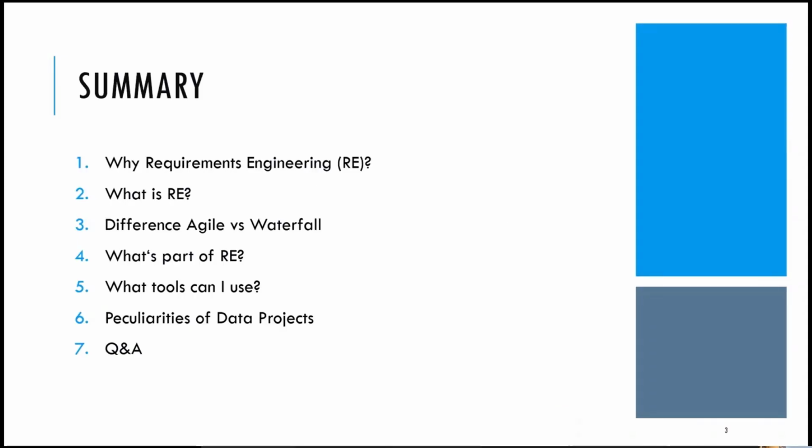Here is a quick overview of the topics we will talk about in the next hour. We will talk about why we use requirements engineering and what exactly requirements engineering is. We will also talk a bit about the difference between Agile and waterfall, where requirements engineering lies, and what's part of requirements engineering. I think the most exciting part is what tools you can use, because that's useful not only for requirements engineering. At the end, I will talk a bit about the peculiarities of data projects and requirements engineering. And if you didn't get any questions in the meantime, at the end there is also time to ask some questions.